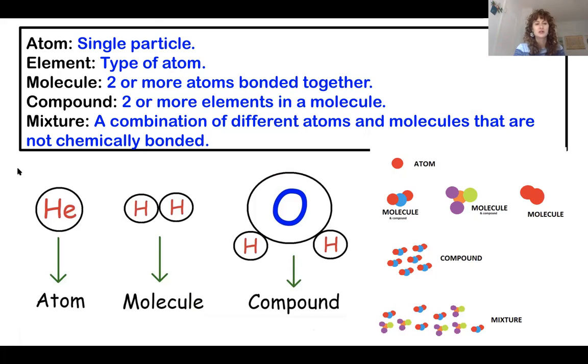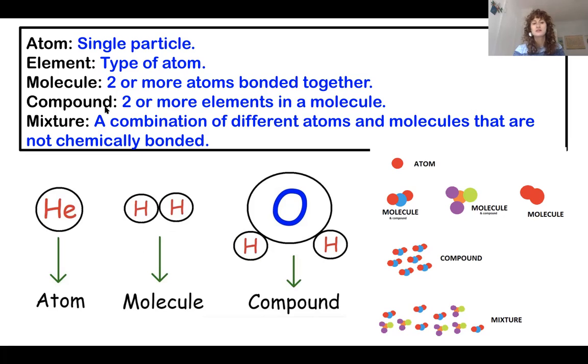So molecules are when we take two or more atoms and they're chemically bonded together. So that's a pretty strong bond. It's not just like mixing two things together. If you can separate them, then they're not chemically bonded together. So here is an example of an HH molecule. So this is two hydrogens chemically bonded together.